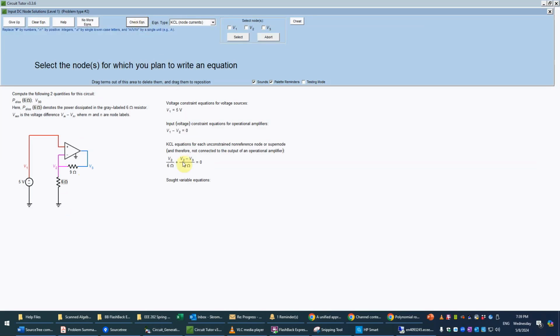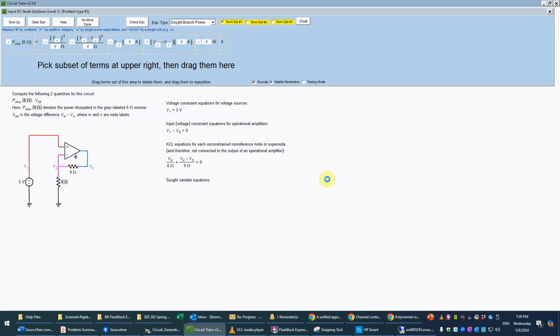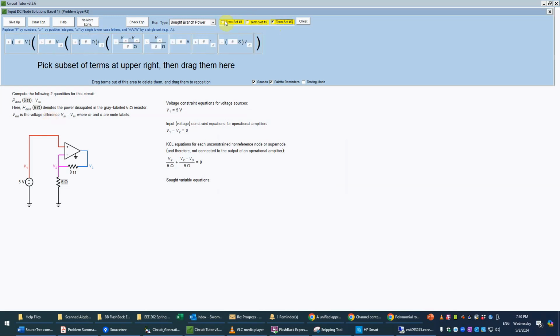And we have the basic equations we need now. We have 3 unknowns, V1, V2, and V3, and we have 3 equations involving those variables, so that is sufficient. However, we also need equations for the 2 SOT variables. So we'll select, first of all, a SOT branch power, because that power in the 6 ohm resistor is a branch power. Basically, it's across a single element. And it reminds us here that we have 3 sets of terms we can use if necessary. In this case, I don't think we'll need the others, but if you need them, they're there.